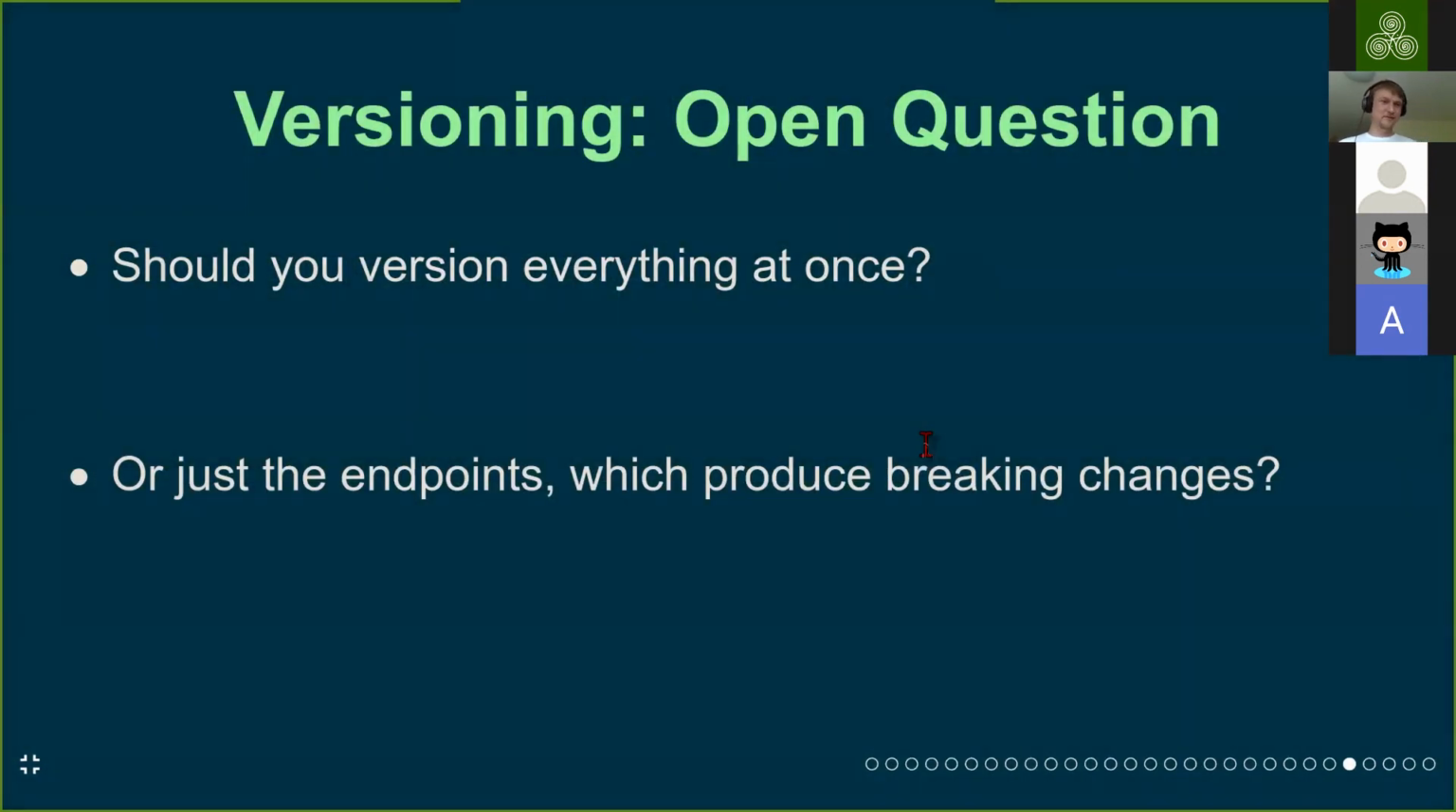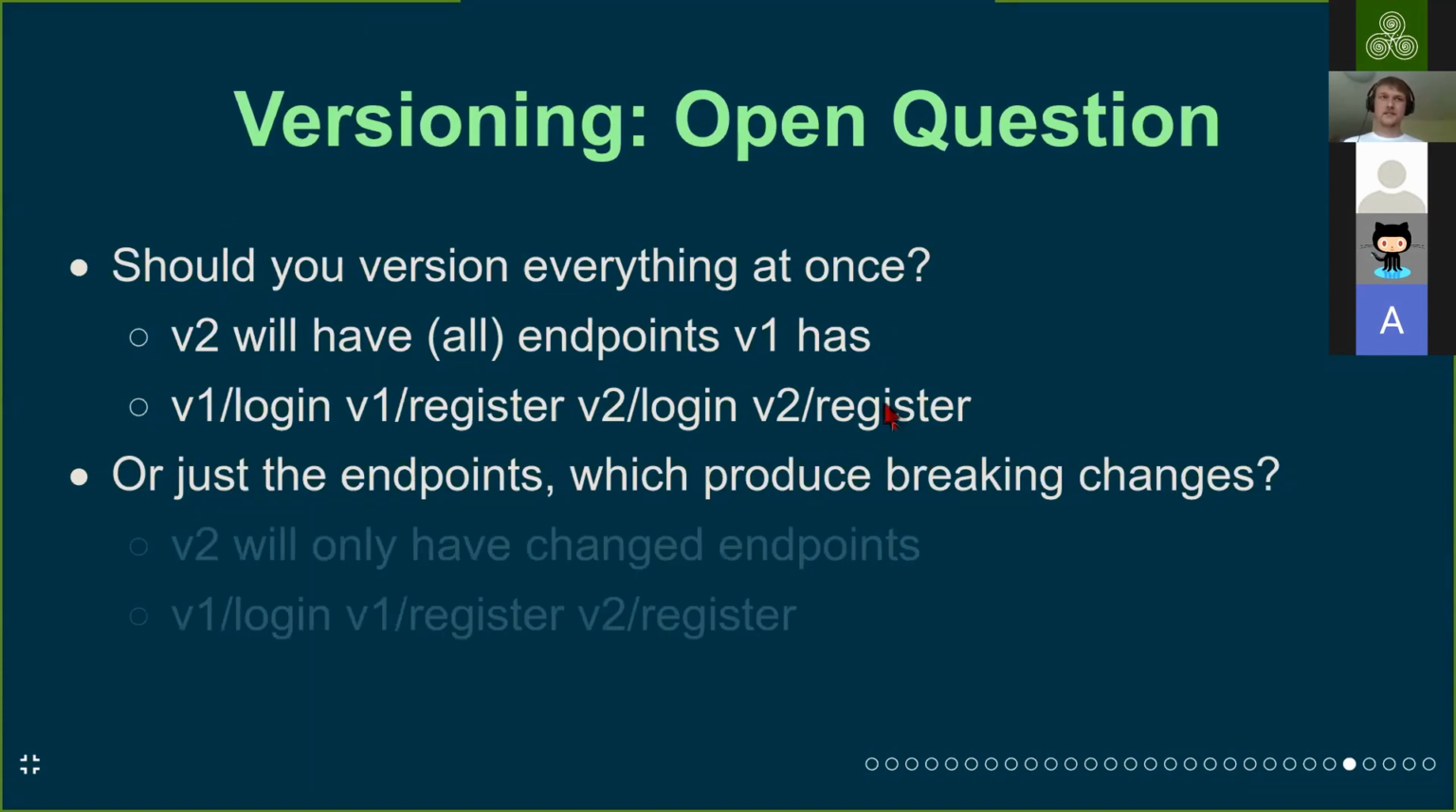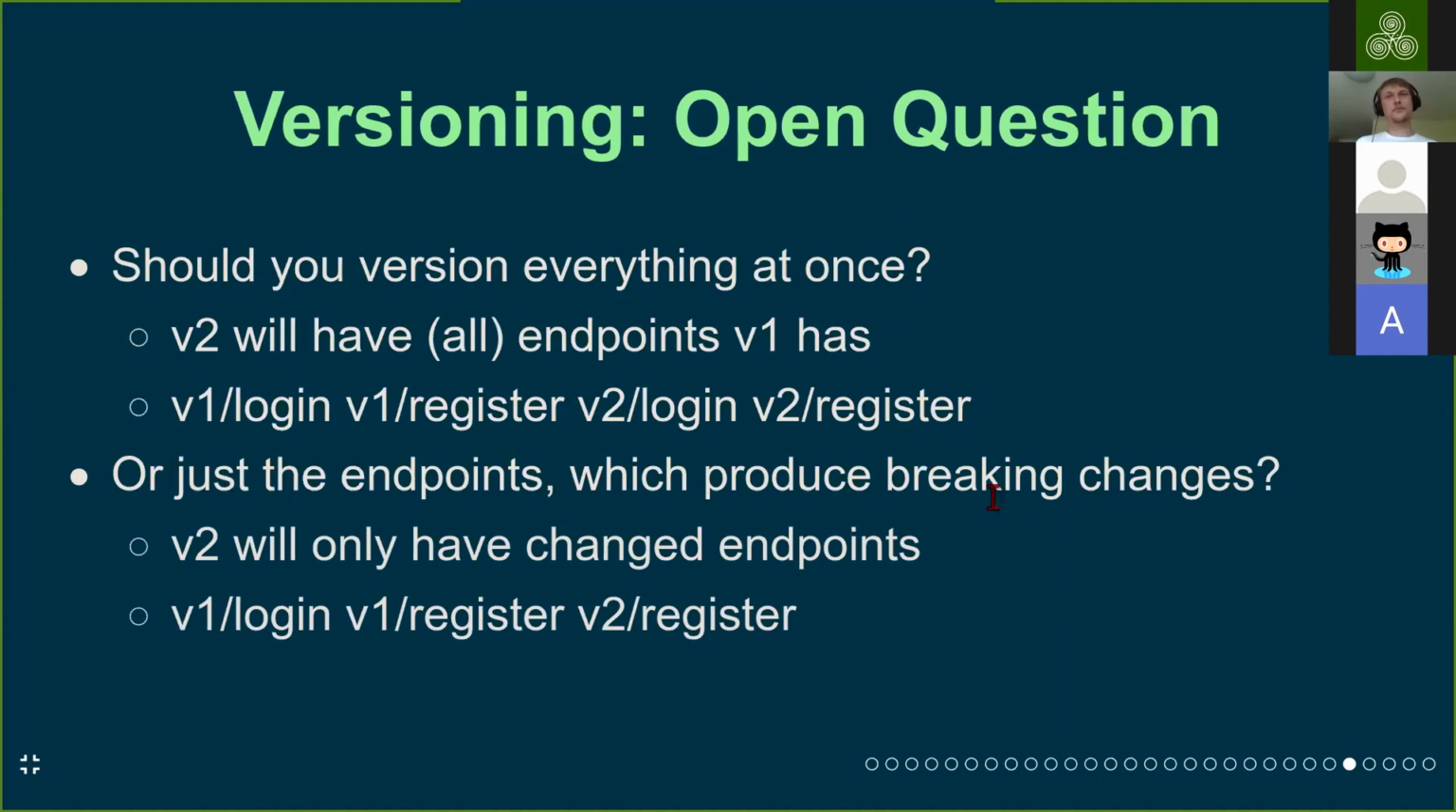So now we have introduced a new version to our microservice, but two open questions remain. One is, should you version everything at once? And the other one is, should only endpoints which produce breaking changes be versioned? So for the first question, let's assume that version 2 will have all endpoints version 1 has. So let's say version 1 had login and register, so version 2 will also have login and register. But let's say only those endpoints which produce breaking changes will be re-implemented. So version 2 will only have changed endpoints. So version 1 will have login and register, and version 2 will have register.